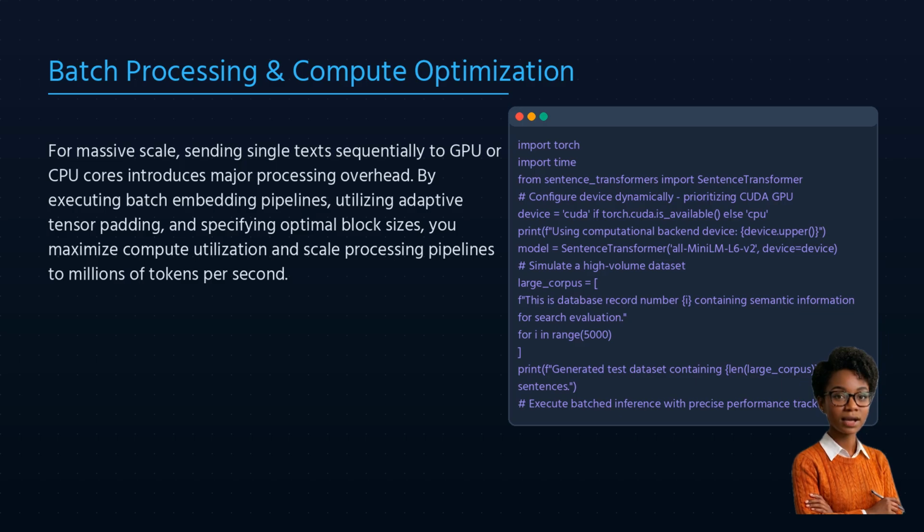Here, we dynamically inspect the device availability, shifting the workload to a CUDA GPU if present. We then configure the model's encode function with custom batch parameters and activate the progress bar tracker.